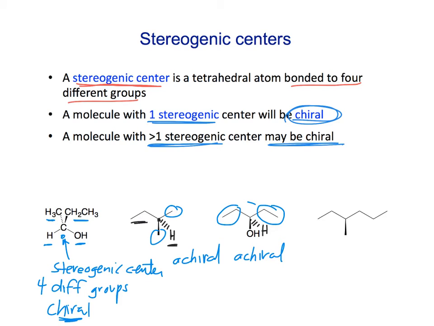All right, what about the last one? Okay, here's our missing H. This one has a methyl, it has an H, it has an ethyl, and what's this group here? It has a propyl. So this has 4 different groups. This molecule has a stereogenic center, so this molecule is chiral.